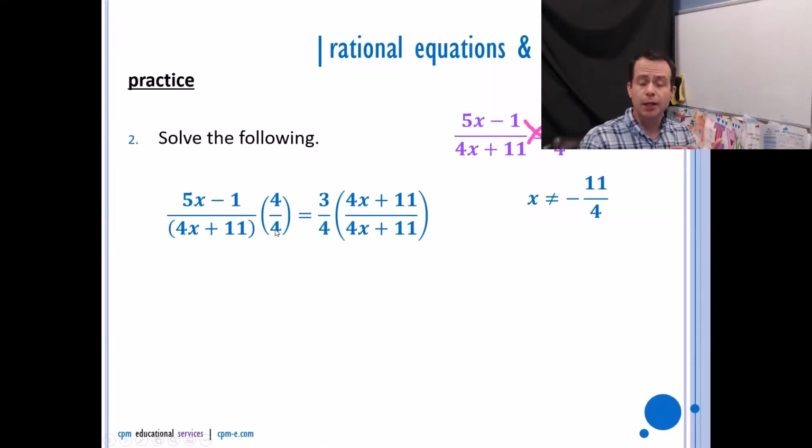What I did was I got a common denominator here for you. That was my other method. So I said, okay, my common denominator is going to be 4 times 4x plus 11. Well, what did I need here? I needed a 4, and whatever I do to the bottom, I have to do to the top. So I took that left side and multiplied it by 4/4. That's going to give me a common denominator. On the other side, I needed the 4x plus 11 on the bottom. So if I put it on the bottom, I have to put it on the top too.